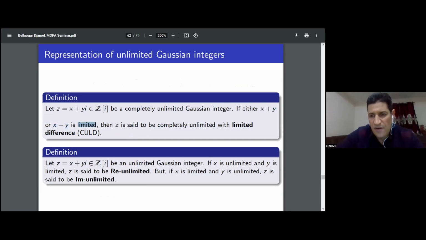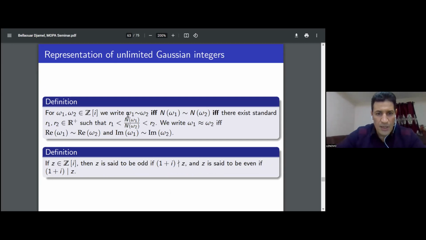So if either x plus y or x minus y is limited, we say that z is completely unlimited with limited difference. And here we define a real unlimited Gaussian integer when the real part of z is unlimited, but the imaginary part is limited. And the converse, we call imaginary unlimited Gaussian integers.